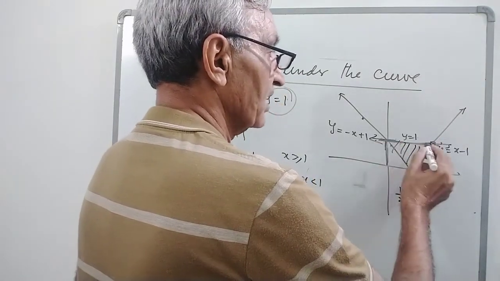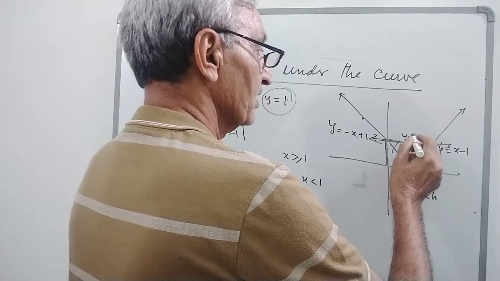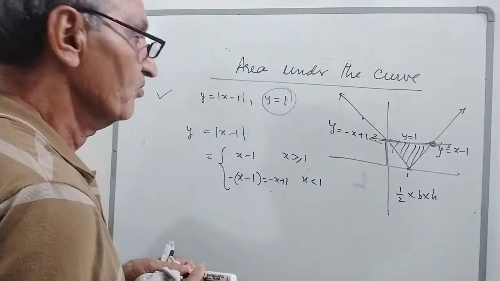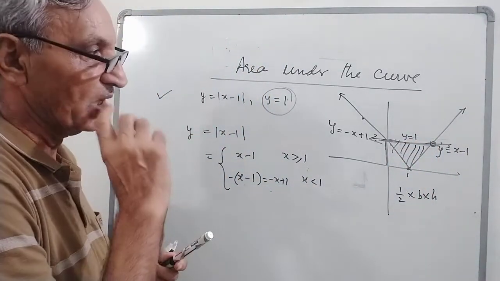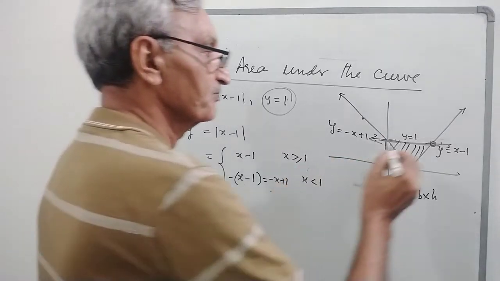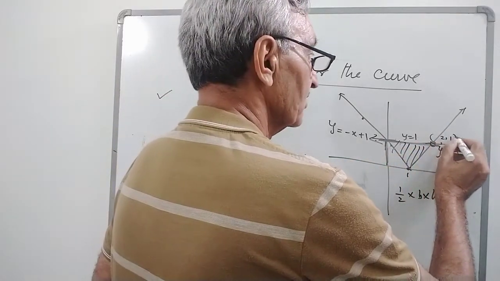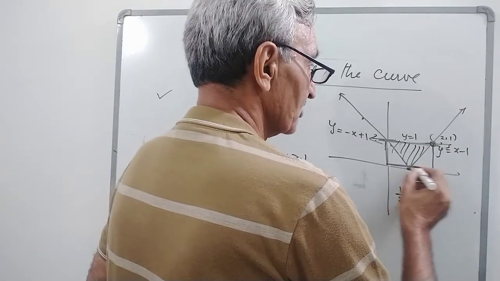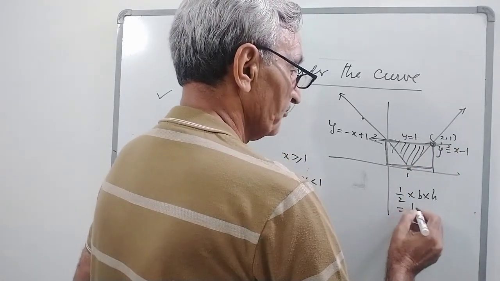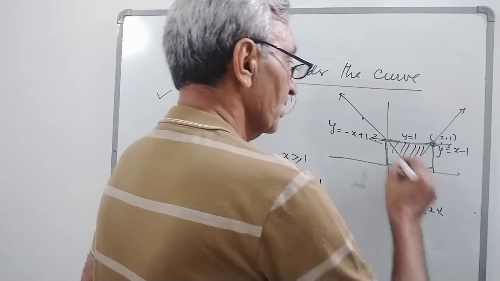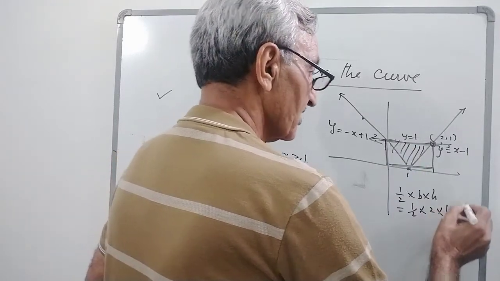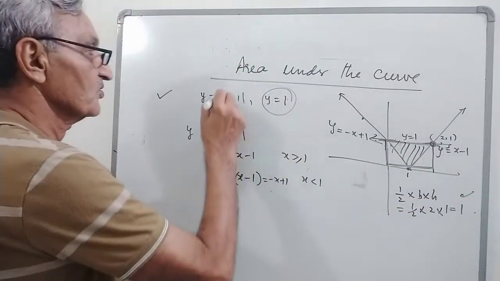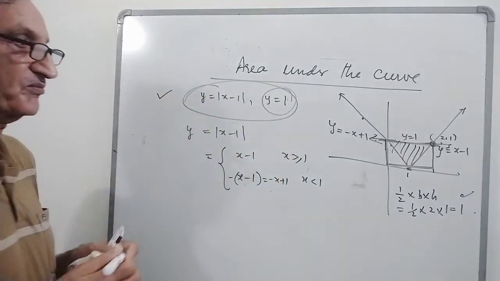When y is equal to 1, x is equal to 2. So this is the point (2, 1), and here is x is equal to 2. So this is half into base, where the base is equal to 2 and the height is equal to 1. The answer is 1 square unit.